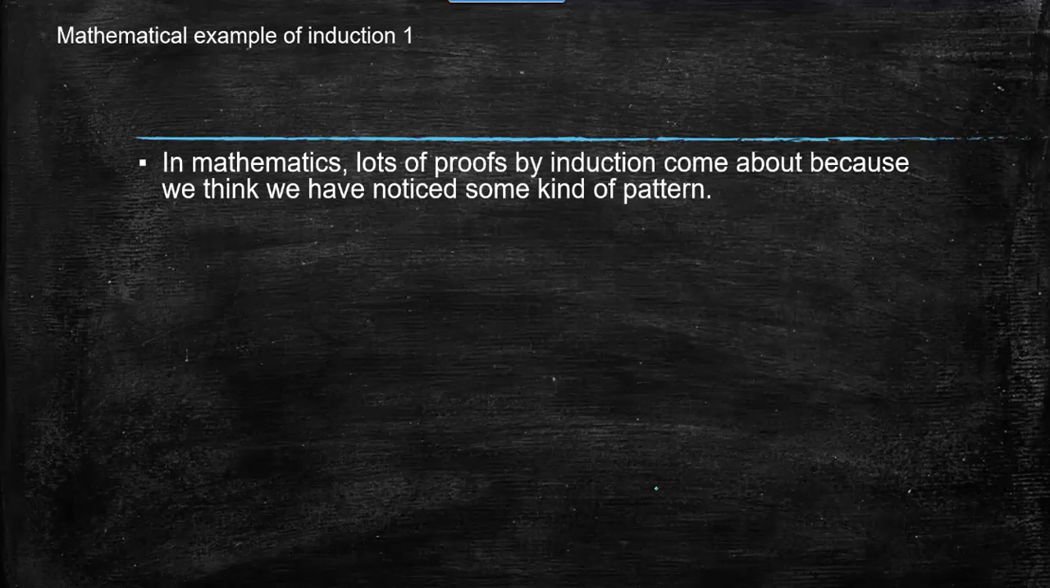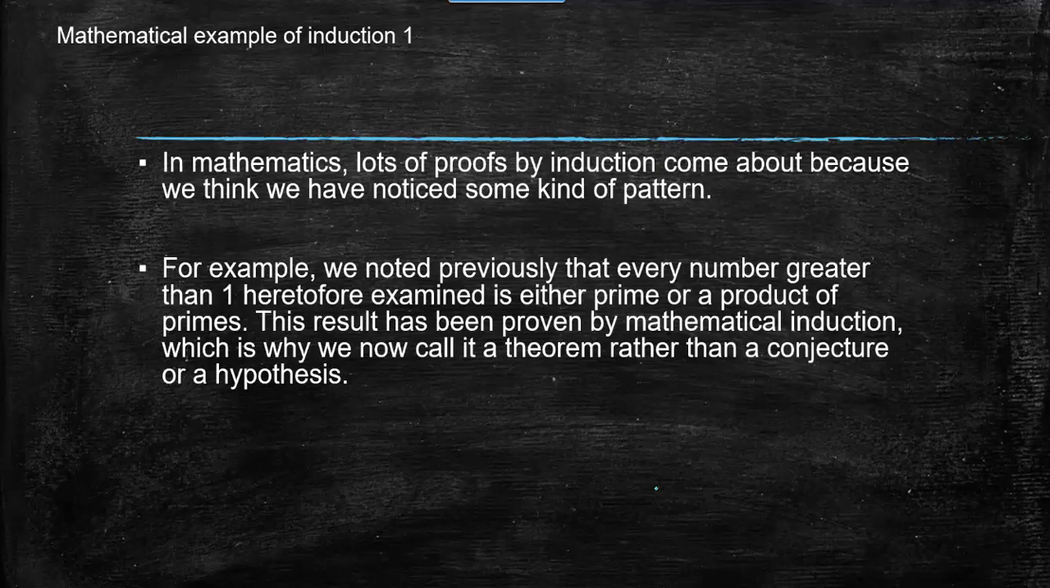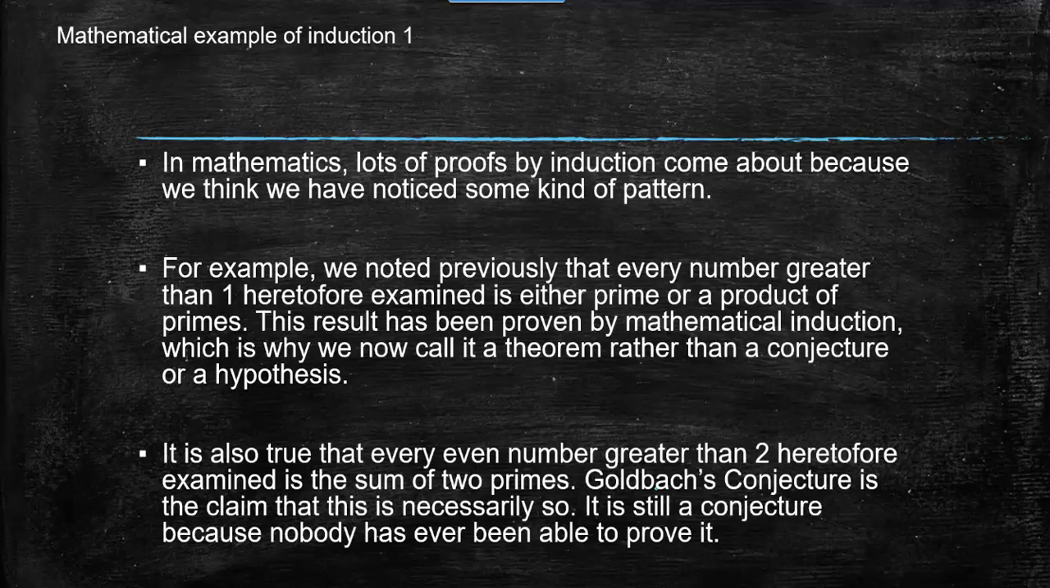So in mathematics, lots of proofs by induction come about because we think we have noticed some kind of pattern. For example, we noted previously that every number greater than 1, heretofore examined, is either prime or a product of primes. This result has been proven by mathematical induction, which is why we now call it a theorem rather than a conjecture or a hypothesis. It is also true that every even number greater than 2, heretofore examined, is the sum of two primes. Goldbach's conjecture is the claim that this is necessarily so. It is still a conjecture because nobody has ever been able to prove it.